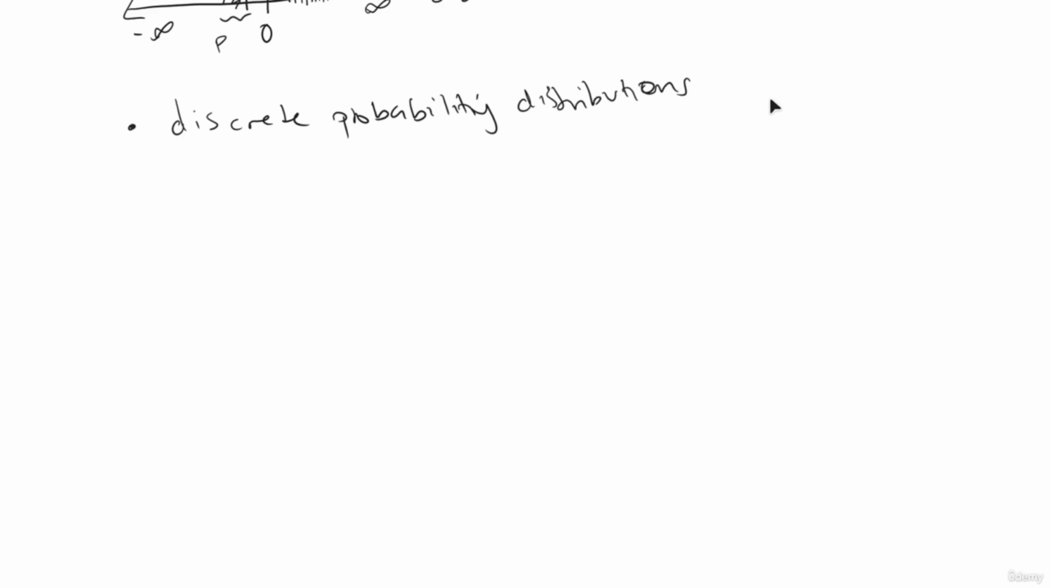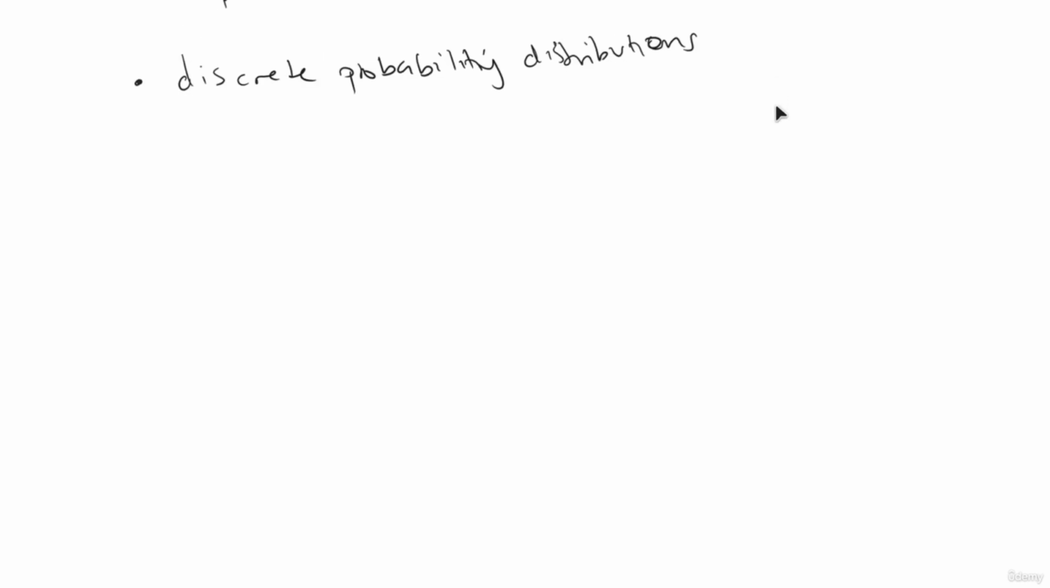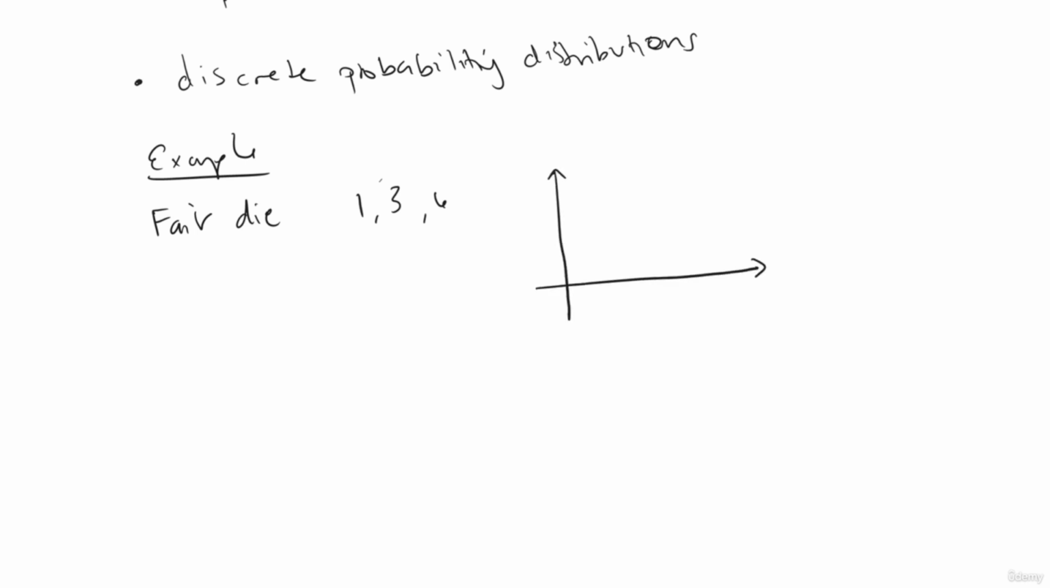But what's a common example, one that I like the most, is let's imagine we have a fair die, not a fair coin, but a fair die. You're trying to figure out the probability that if I roll this die, I get a 1 or a 3 or a 6. Well, you can represent the probability distribution for this as such.